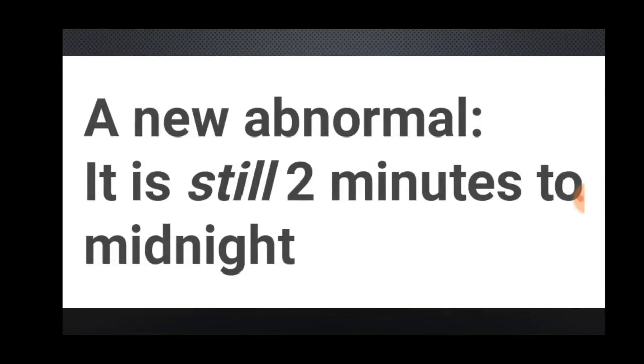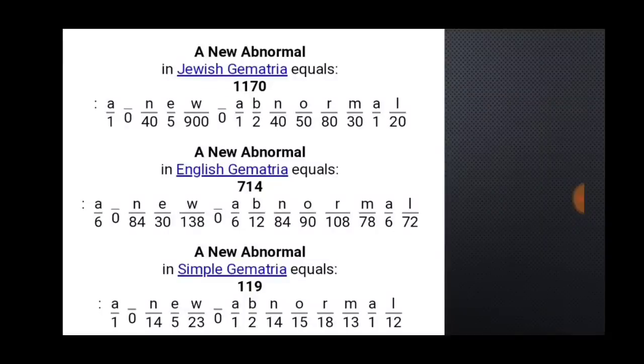Okay, so here's another part of that ad for the atomic scientists. A new abnormal. It is still 2 minutes to midnight, and that's their phrase, 2 minutes to midnight. But I want to point out another way they do it is a new abnormal. So they said, in quotes, new abnormal, but then a new abnormal. And so I thought, is that gematria too? Yes, it is. Of course it is. So they got to do it a different way.